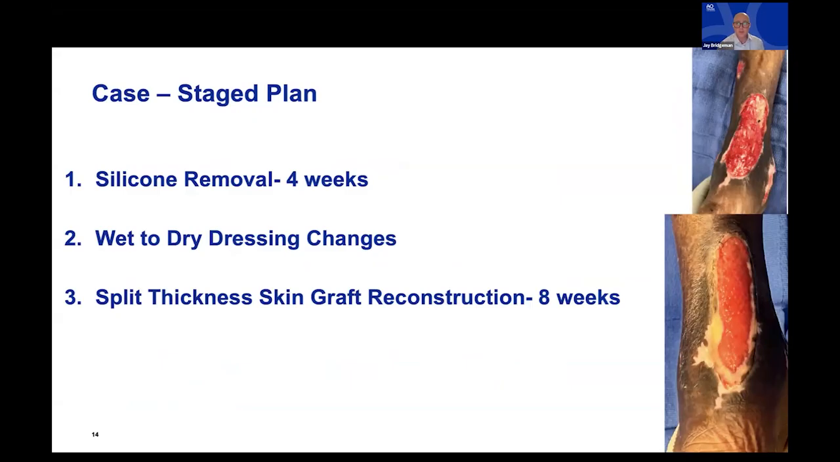And then he went on to have split skin grafting, which is not healed yet because it just happened several weeks ago. But anyways, he did very well with this treatment plan, which tried to avoid something more complex. So that's my experience. Those are some technical pearls, and I'll let you guys take it from here.